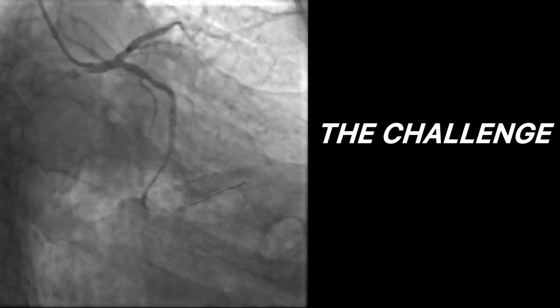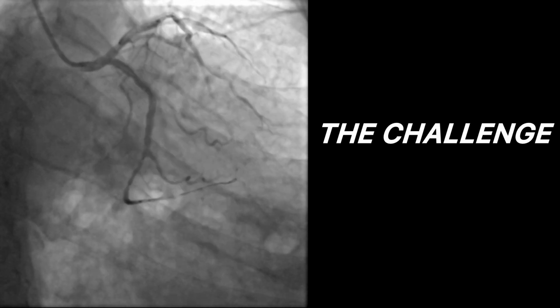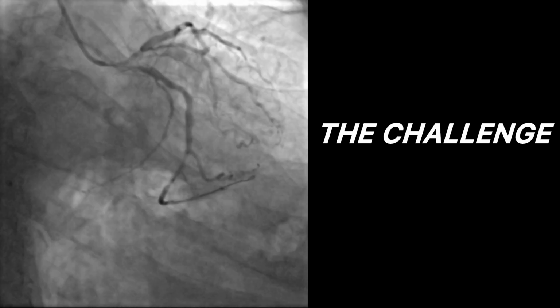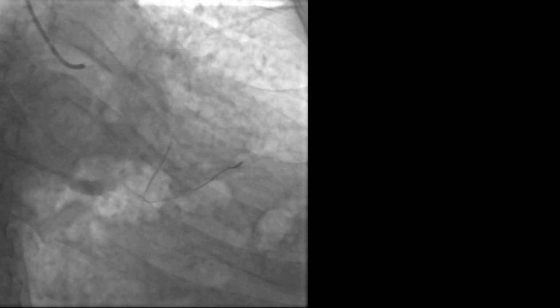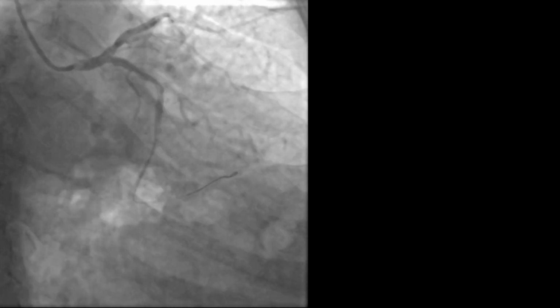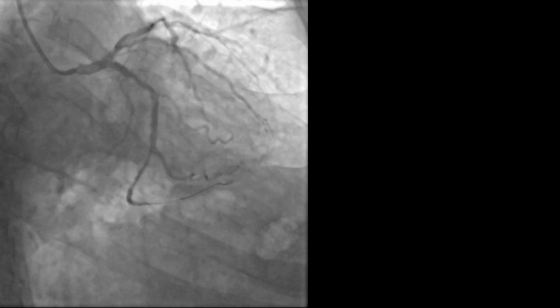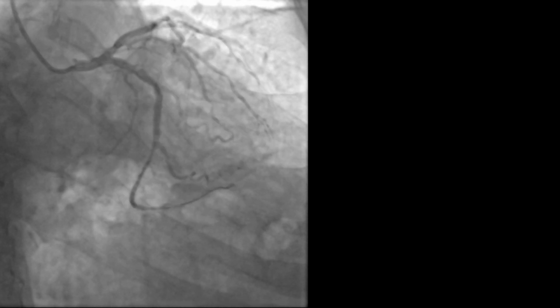We begin by wiring the L6. Then, using an appropriately sized balloon, we perform predilation just distal to the bifurcation to open the path. Here is the critical part. We must size and position the stent precisely to ensure we don't compromise the follow-up OM branch.